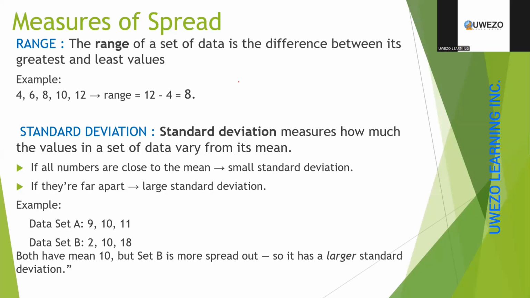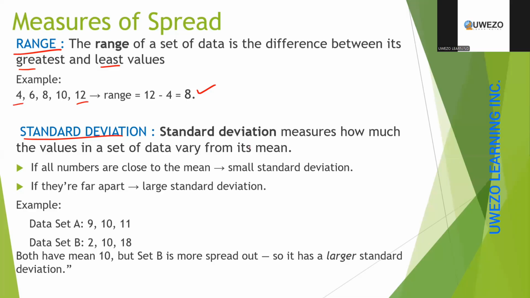Finally, we have the two measures of spread, range and standard deviation. The range is the difference between the greatest and the least value in the set. For example, 4, 6, 8, 10, 12. The least value is 4. The greatest value is 12. Hence, the range is 12 minus 4, which is 8.